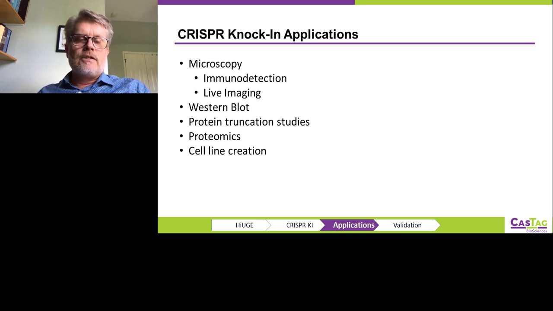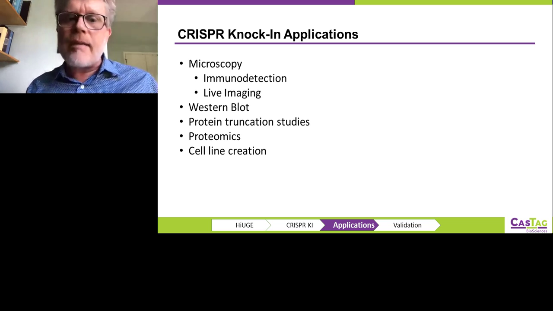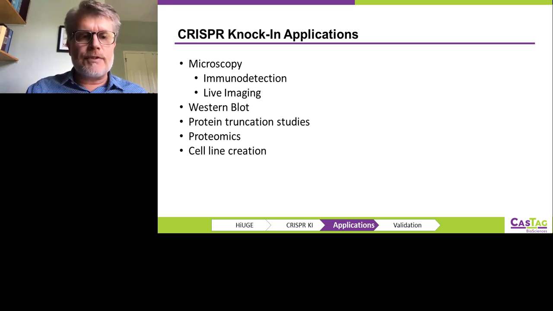Okay, so that's some of the considerations and how this technology works. What are some of the applications that you might want to think about using this for? So here I'm going to cover 7 different examples of applications spanning everything from microscopy and Western blotting to protein truncation studies. I won't mention proteomics, although you can use this for proteomics since you're labeling your proteins of interest. So we have used this for immunoprecipitations, followed by mass spectrometry, and then also cell line creation.